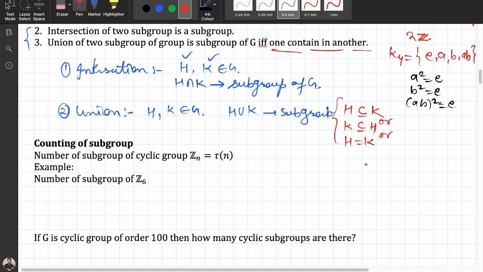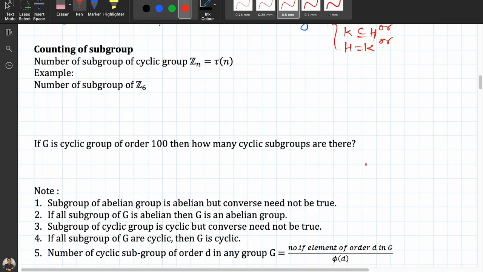Next, that is very important, and sometimes questions may arise from this particular part, that is counting of subgroups. What is the meaning of counting of subgroups? It means the number of subgroups. They will give you a group G star, and they will ask how many subgroups are there, how many cyclic subgroups, how many non-cyclic subgroups. If it is a cyclic subgroup, then we can talk about the abelian subgroup. That thing we'll discuss here.